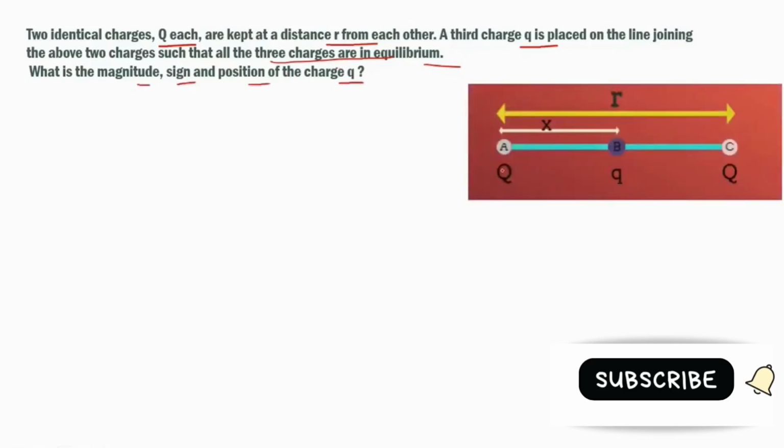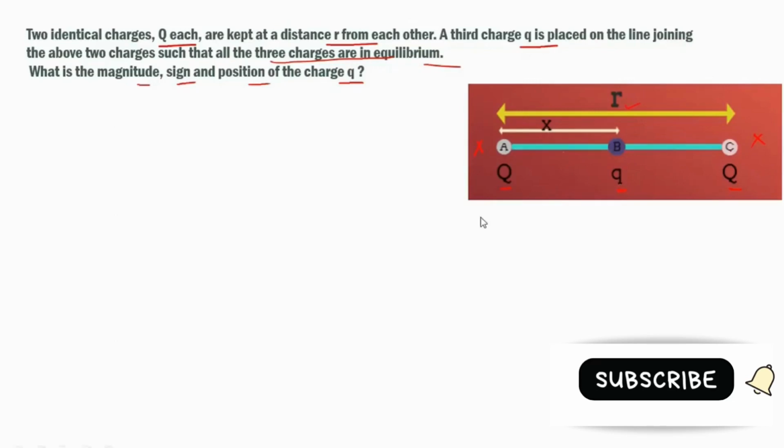We have to place the two identical charges capital Q and capital Q at the points A and C respectively, separated by a distance of r. Now where must the third charge small q be placed? Small q must be placed in between, on the line joining the two charges, then only the system of all three charges will be in equilibrium. If you place it either to the right side or to the left side, all three charges will never be in equilibrium. So in order to satisfy the given condition, suppose q is placed at a distance of x from A at point B.